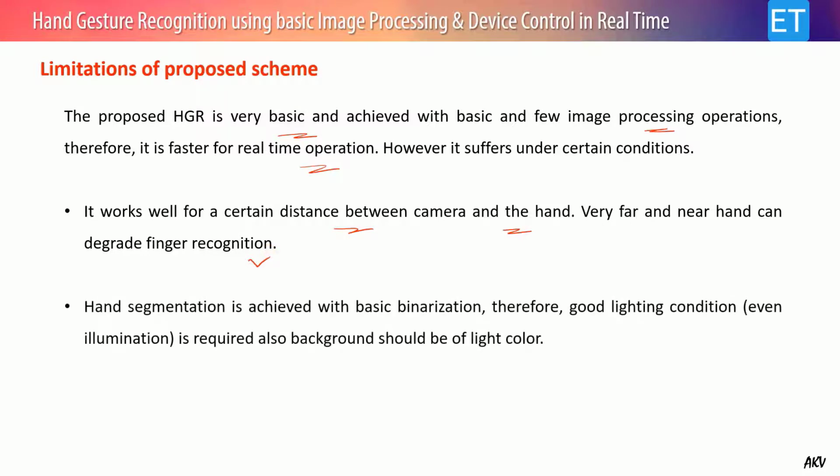And second, the hand segmentation is achieved with basic binarization. Therefore, the lighting conditions should be good. I mean, there should be even illumination. If the illumination is not even, some shades are there, or the background is complex, then it will be difficult to extract your palm area, I mean your hand figure.